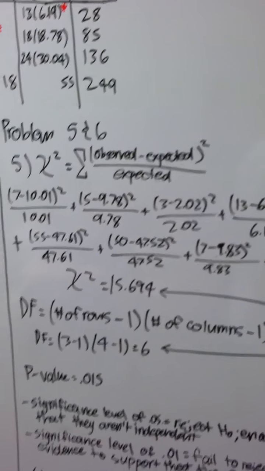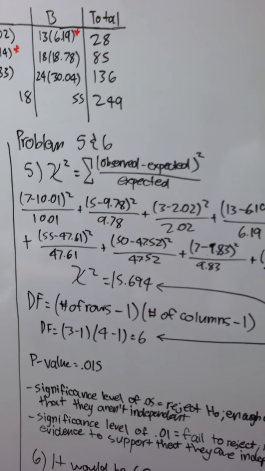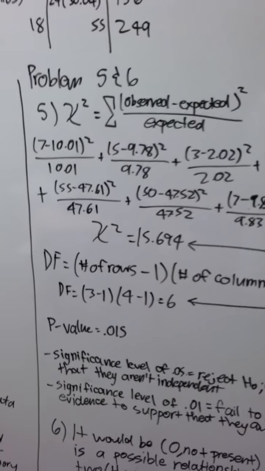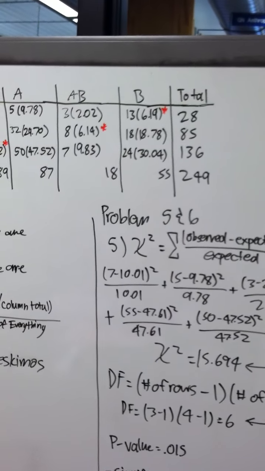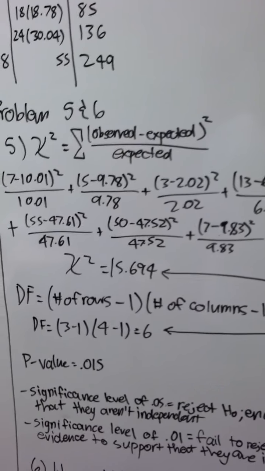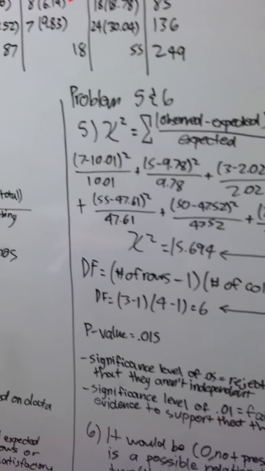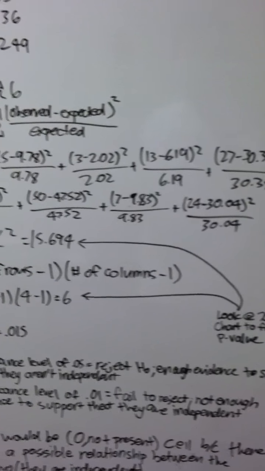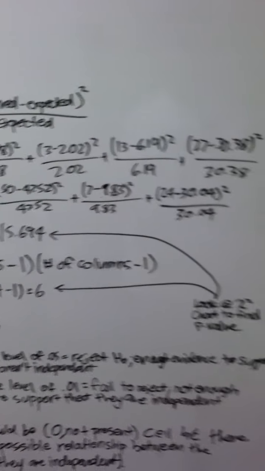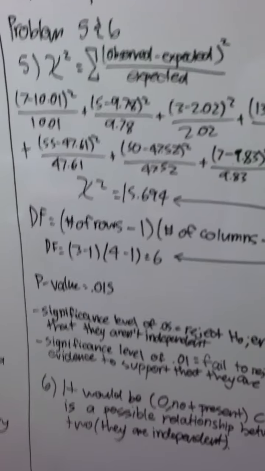Now, with every chi-square there has to be a degrees of freedom, and it's usually the number of rows minus 1 times the number of columns minus 1. In this particular problem, there are 3 rows and 4 columns. So 3 minus 1 times 4 minus 1 is equal to 6. Now, to find the p-value, the 0.015 that I got, I needed to look at the chi-square chart with the degrees of freedom and match that up to the chi-squared value I found.